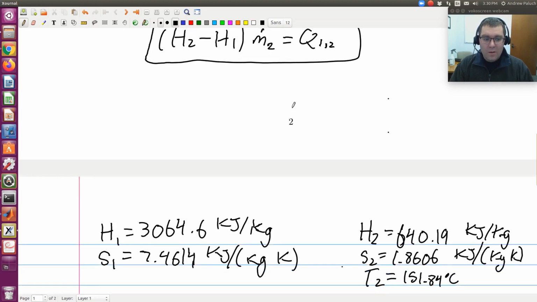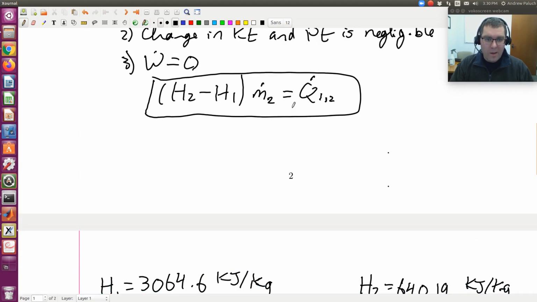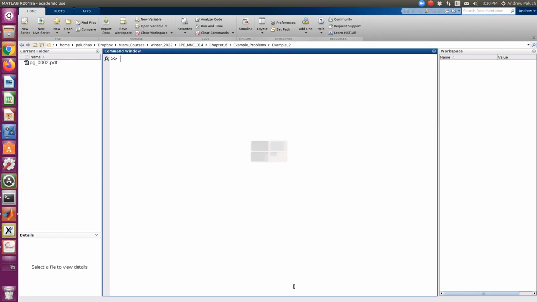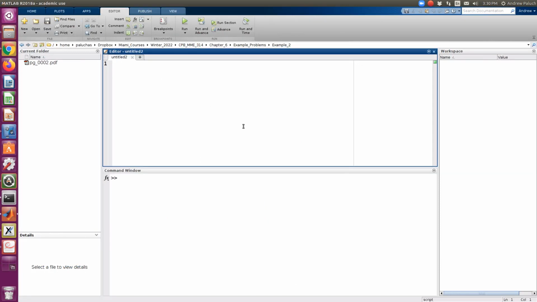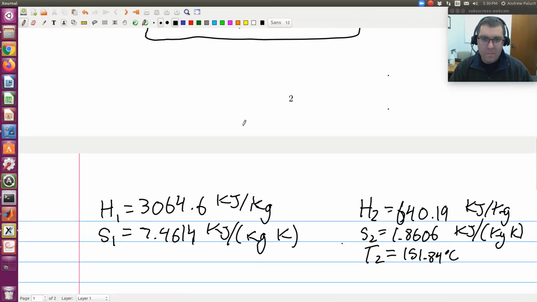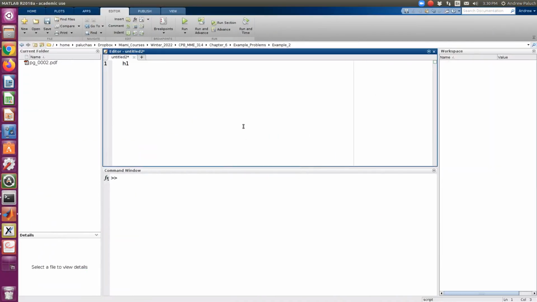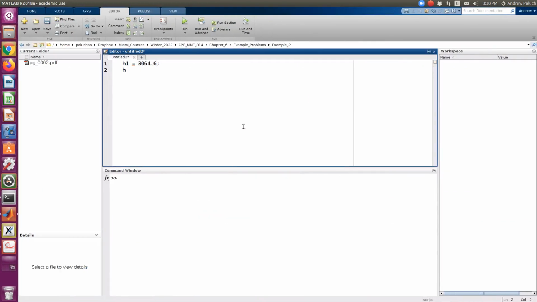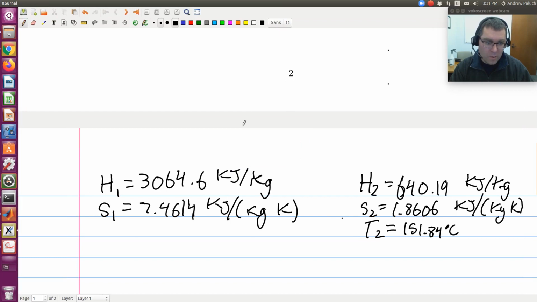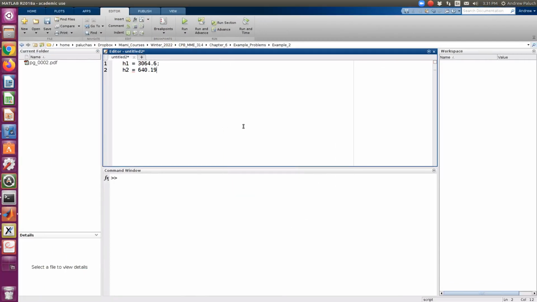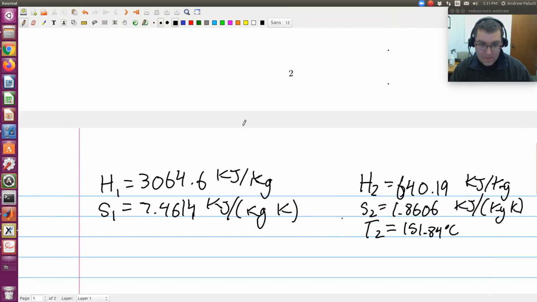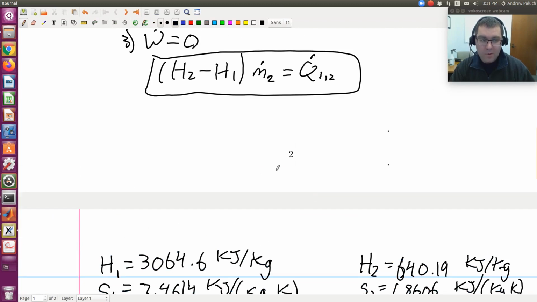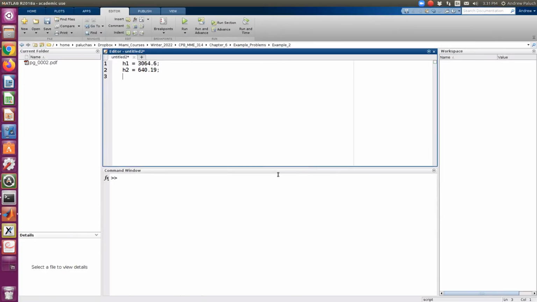So I'll jump over to MATLAB and let's just do it now. Let's go to problem 2. Let's record what we have. H1 is 3064.6. H2 is equal to 640.19. And we'll call it M2, which is 1.